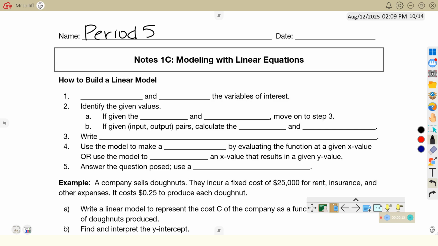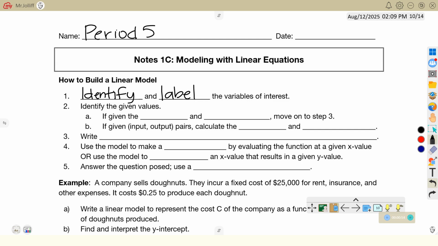Very good. All right, today we're talking about building linear models given a word problem, a real world situation. So the very first thing that you should do, and this is the step that almost every student in Math 1 through Math 3 skips, is you need to identify the variables of interest. What two quantities is the problem working with? What are we comparing? And you need to label them in words. Give them a name and define them.